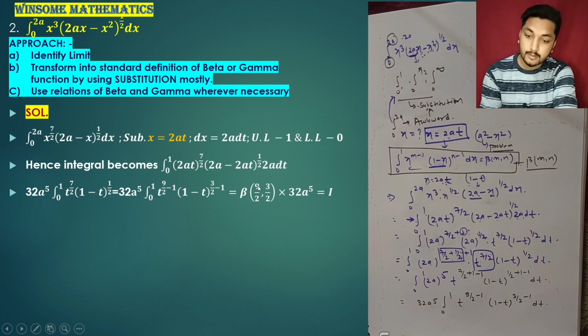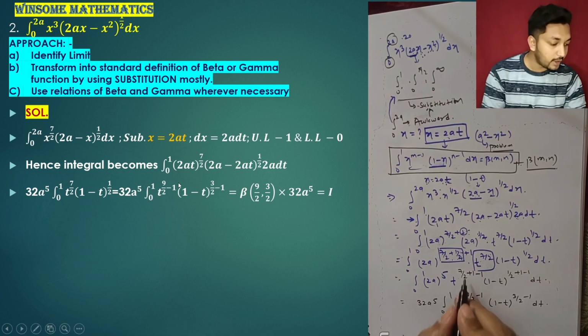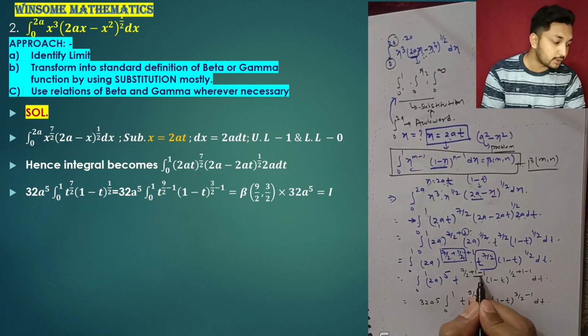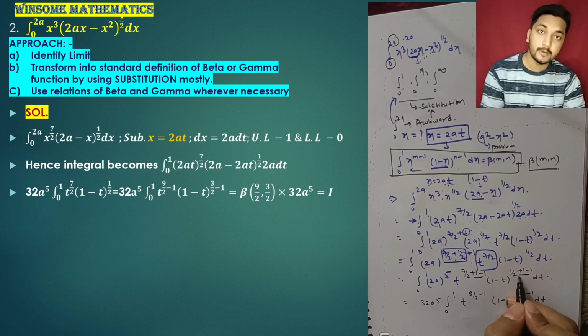So we will arrive at beta 9 by 2 and 3 by 2. How is this so? Because we have 32a to the power 5 and t to the power 7 by 2, we can write it as 9 by 2 minus 1. And how is this so? 9 by 2 minus 1 is simply done by plus 1 minus 1. So just learn it. Okay, 1 by 2 plus 1 minus 1.